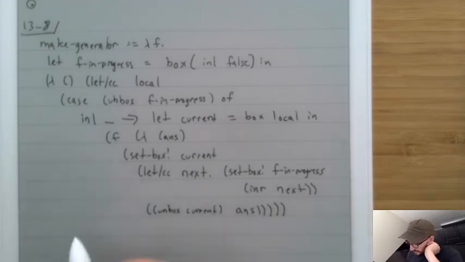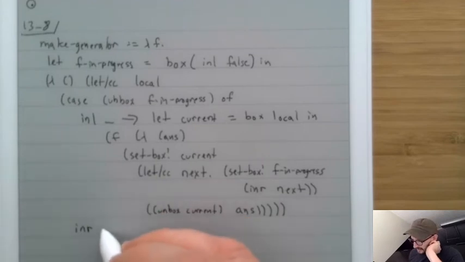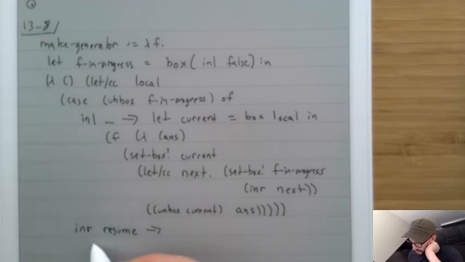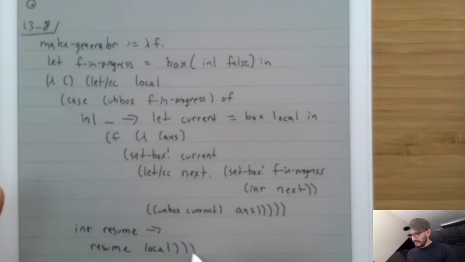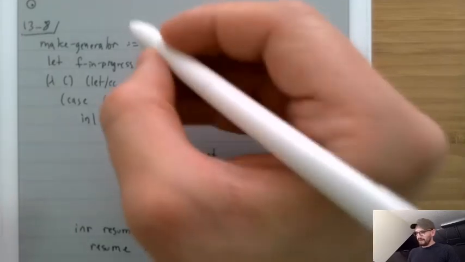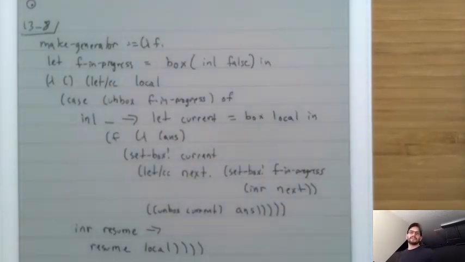And then what if we got an inRight? Then we're going to call the thing inside of it the resume. And so what we're going to do is call resume with local. So how does this work? Oh yeah, and then we've got to close the case, close the let, close the lambda, close the final lambda up here. Okay, so this is the whole implementation of make generator.